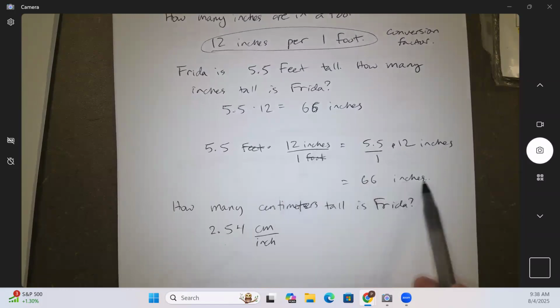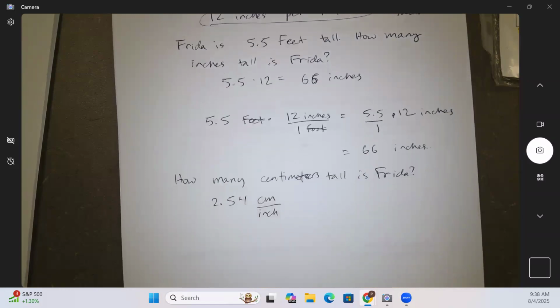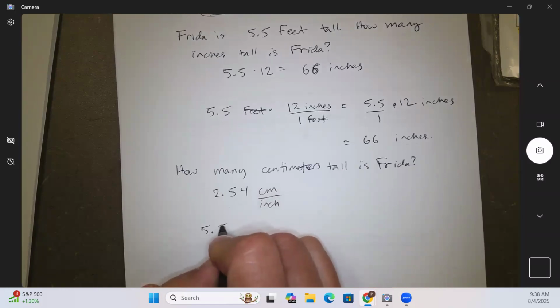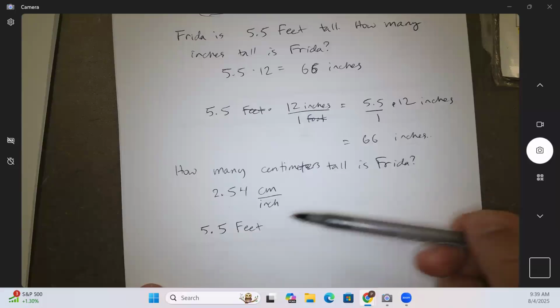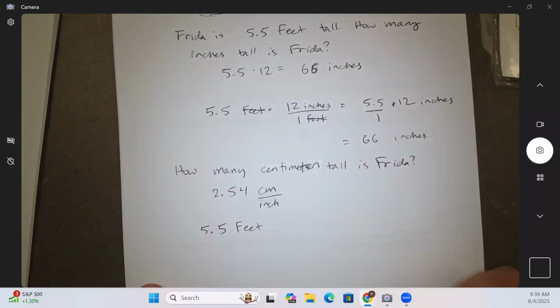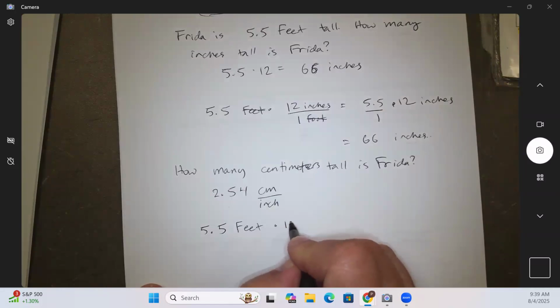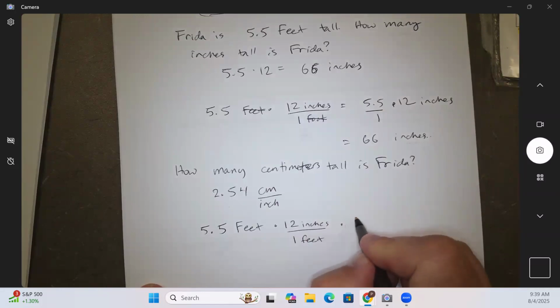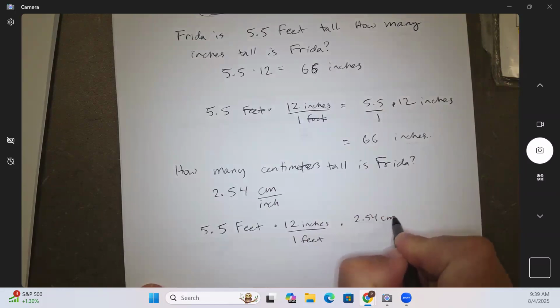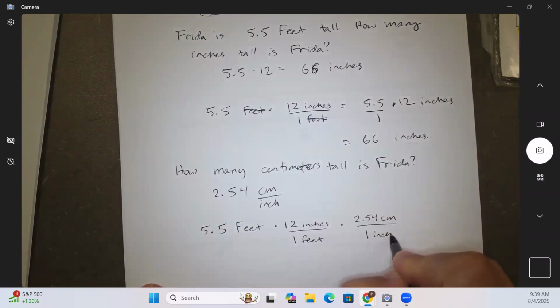So let's forget the fact that I know it's 66 inches and let's start with 5.5. What are the units on the 5.5? Those are feet. Feet, okay. And I want to convert that, but I don't have a feet to centimeters conversion. But I do have a feet to inches conversion. And I have a centimeters to inches conversion.